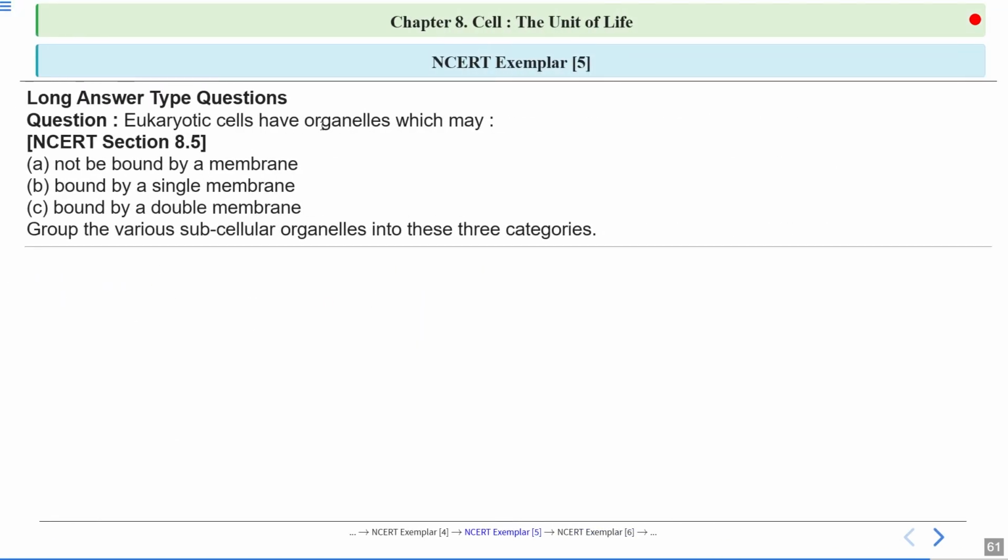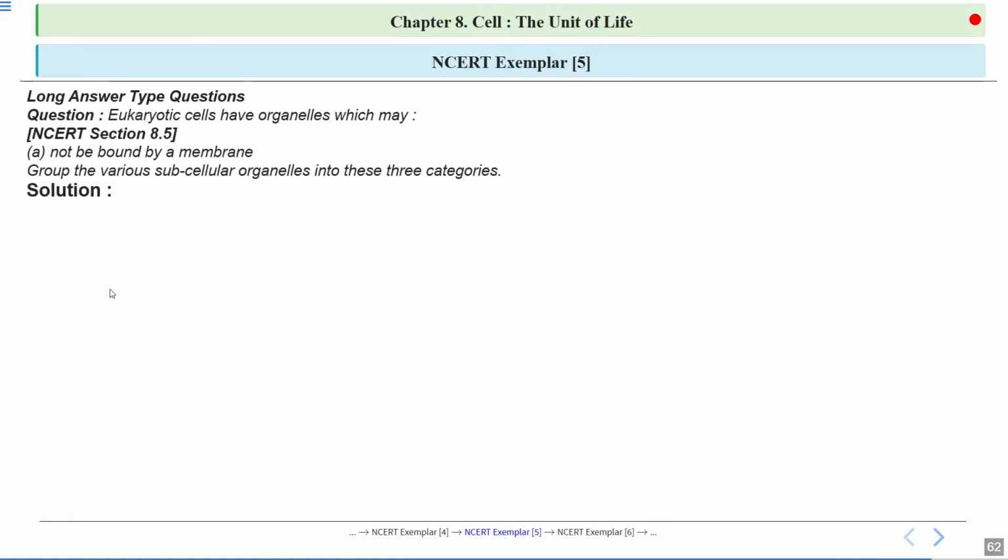Now, next question: eukaryotic cells have organelles which may be not bound to a membrane, bound by a single membrane, or bound by a double membrane. You have to group the various subcellular organelles into these three categories. So let's discuss the answer.